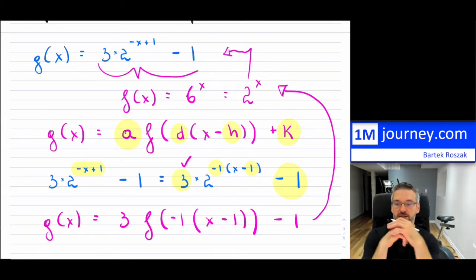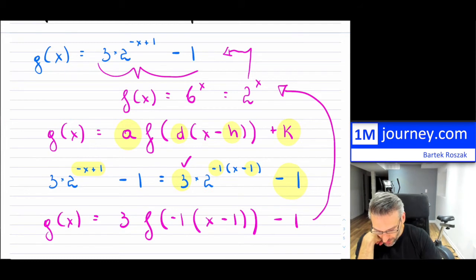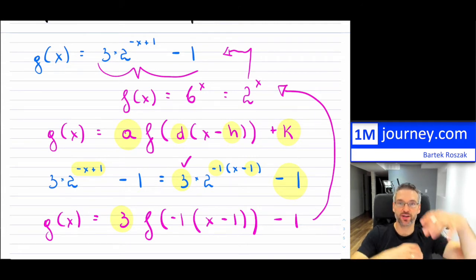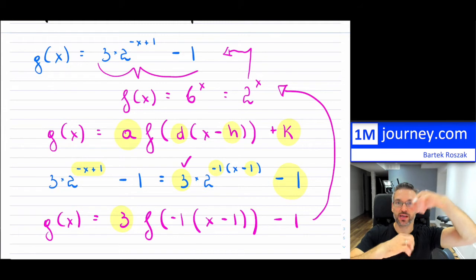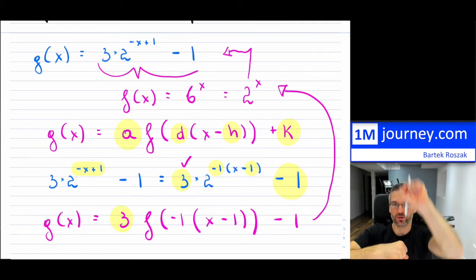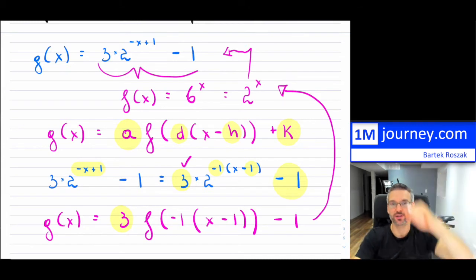So what does this mean? Well, what this will mean is that this 3 is going to stretch, in the y direction, my 2 to the x. So it's going to stretch it out in this particular way. It's going to try to pull it apart. So that's the first thing that we will see.